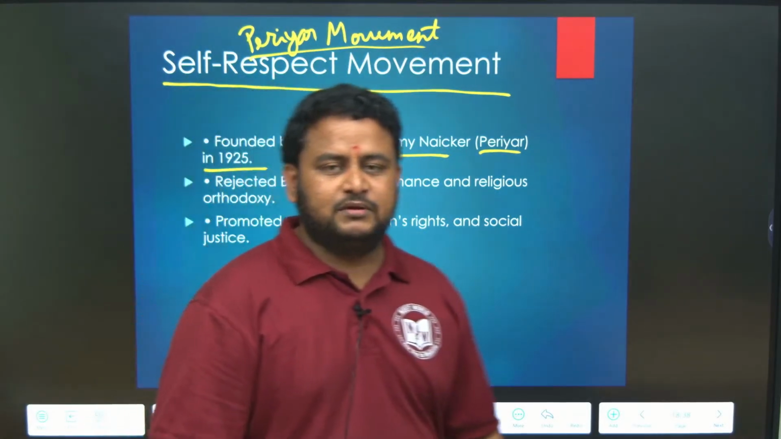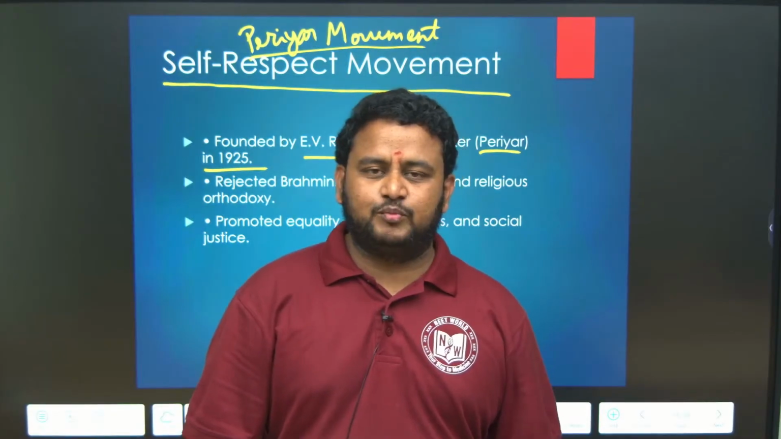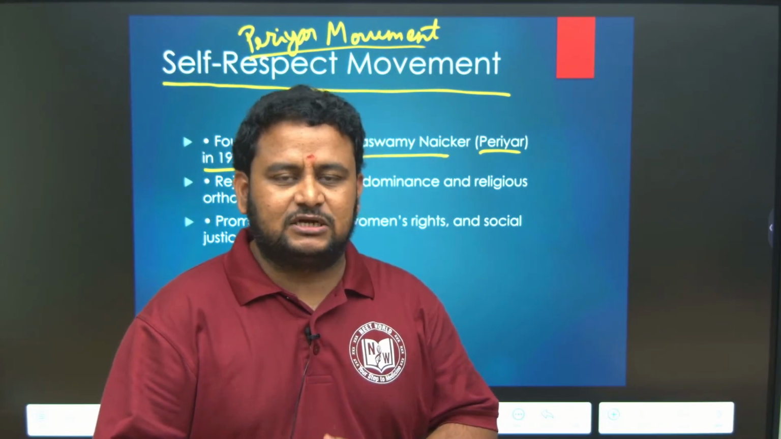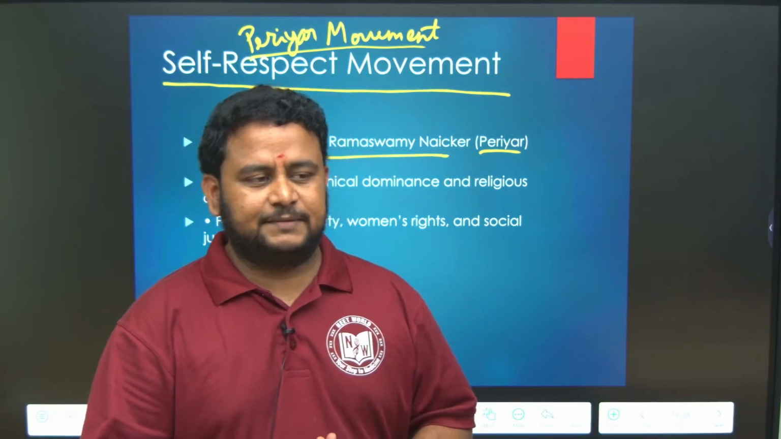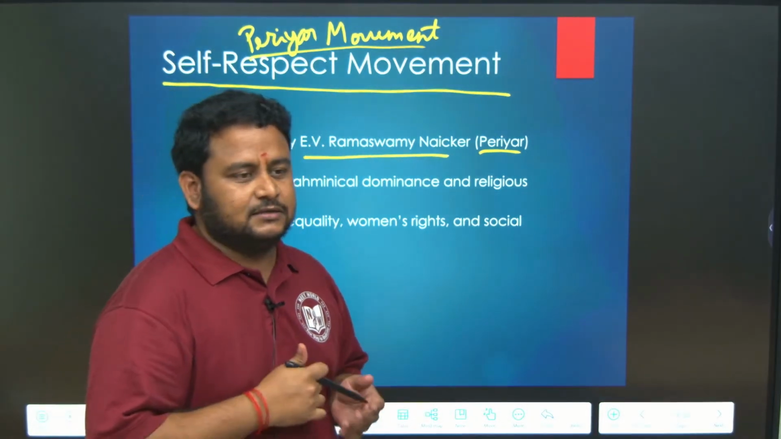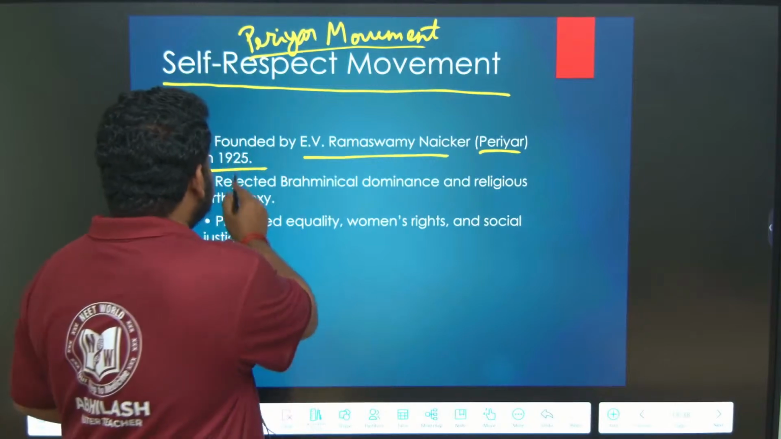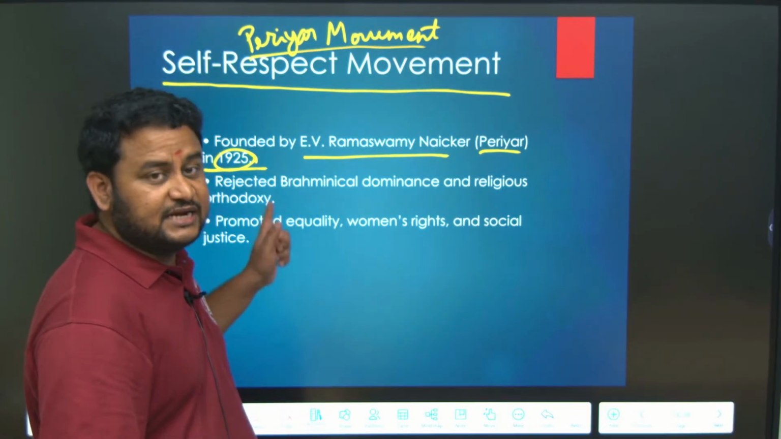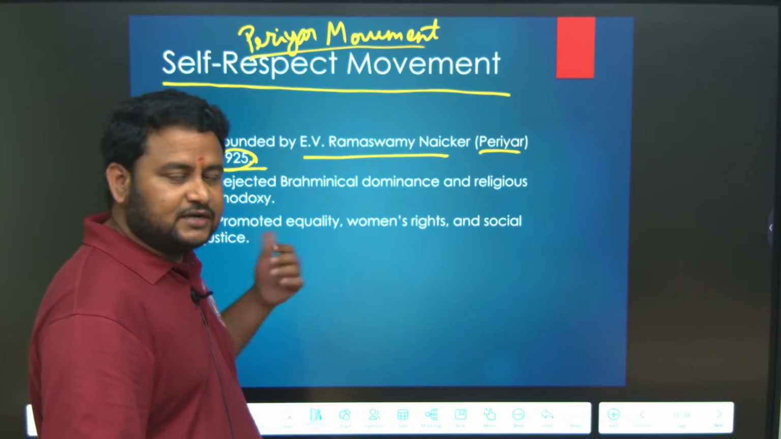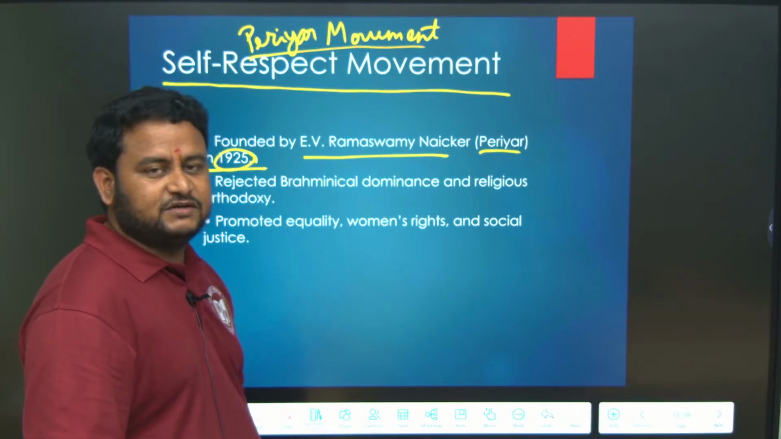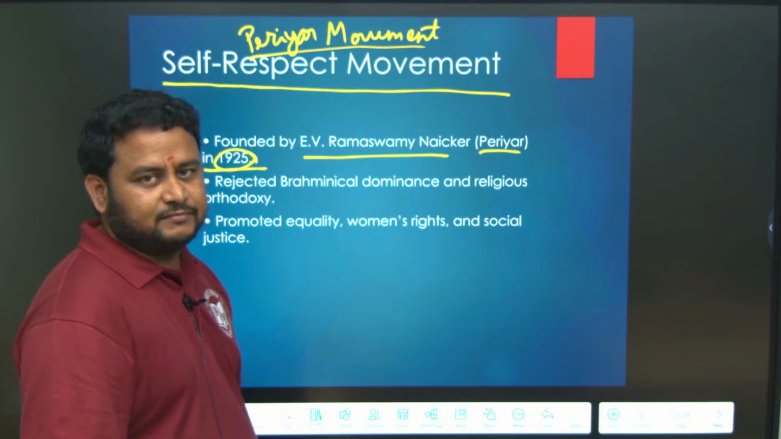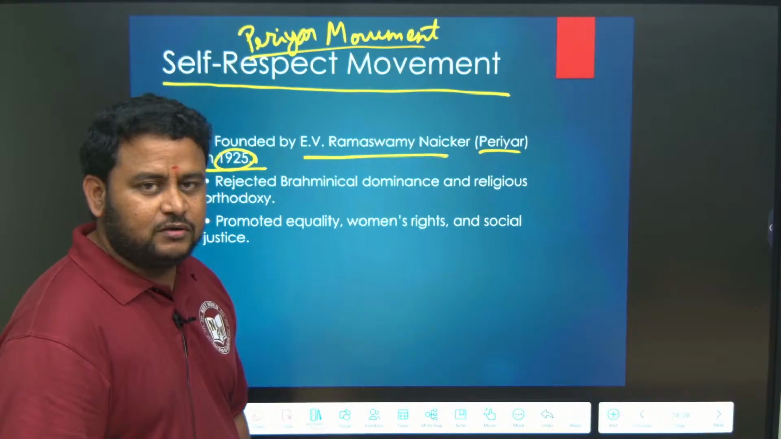It was founded by whom? This movement was founded by E.V. Ramasamy Naikar. His name is also Periyar. Periyar means someone big, someone elder. That is the meaning of it. So remember the chronology, it was in 1925. When it comes to Veda Samaj, it was founded in 1864 by Sridharlu Naidu.